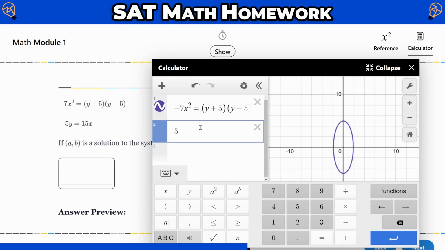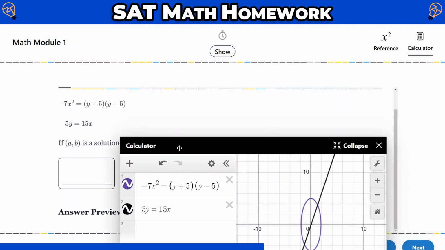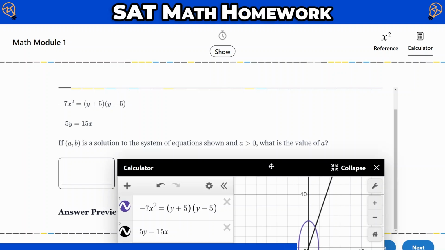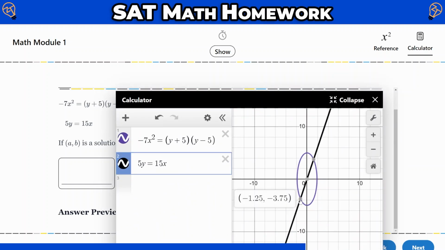We'll go to the second one. We'll do 5y is equal to 15x. And then notice they're talking about the solution to the system being this ordered pair. They specifically want a, which is the x coordinate. And notice we actually have 2 points of intersection. We have one right here. This is just the origin. It's not a point of intersection because the circle doesn't contain that point. And then we have this point as well.